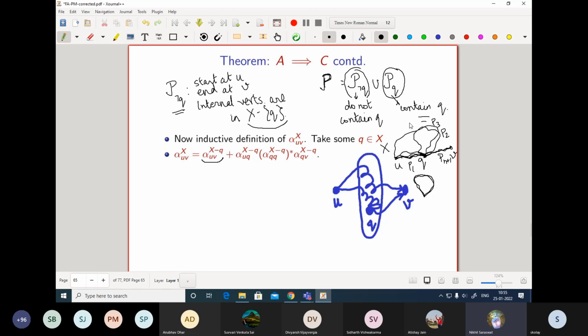So we are breaking each path in P_q into these subpaths where the internal vertices of these subpaths do not contain q. That means the set of internal vertices that can be used for each of these subpaths is smaller than x itself. By induction, we know that there are regular expressions for these sets of subpaths. Therefore, this can be written as alpha uq (x minus q) concatenated with alpha qq (x minus q) star, concatenated with alpha qv (x minus q).